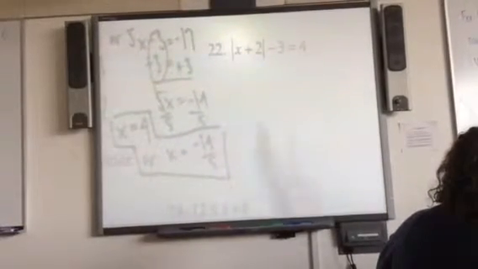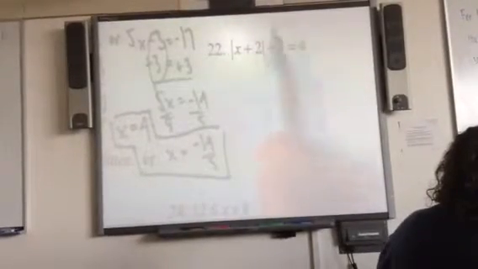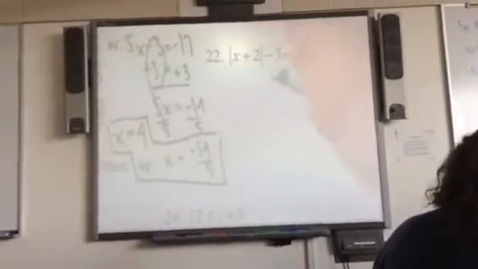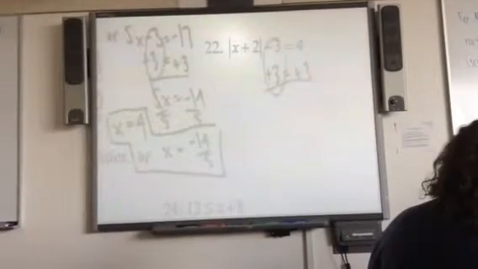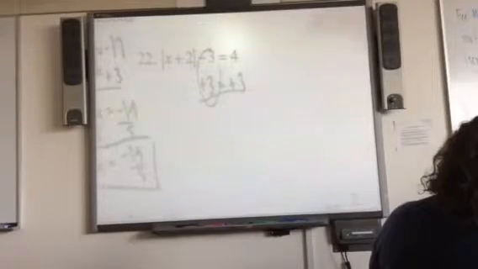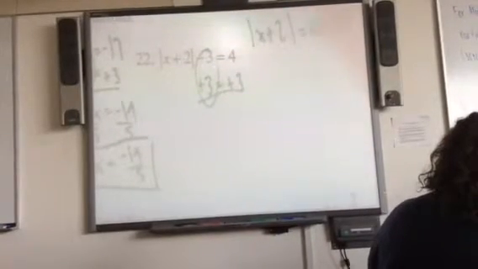22. The first step here is we need to get the absolute value by itself first. So how do we do that? We've got this minus 3, so we'll add 3 to both sides to get the absolute value by itself. So we end up with the absolute value of x plus 2 equals 4 plus 3 is 7.